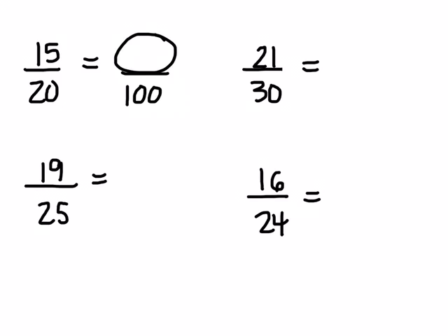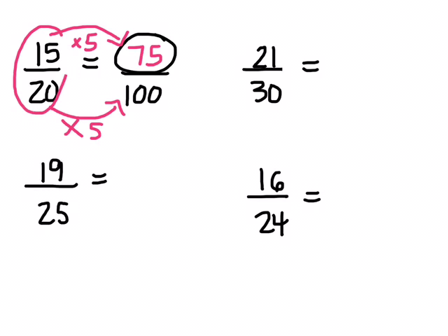Okay, so there's a couple ways you could do this. We could cross multiply like you've been doing a lot this week. Or you can figure out 20 times something. How do I get from 20 to 100? What do you multiply by to get 100? 5. Good. So what do I have to do to the numerator? If I multiply the denominator by 5, then I have to multiply the numerator by 5 as well. What's 15 times 5? 75. So 15 out of 20 is 75%.